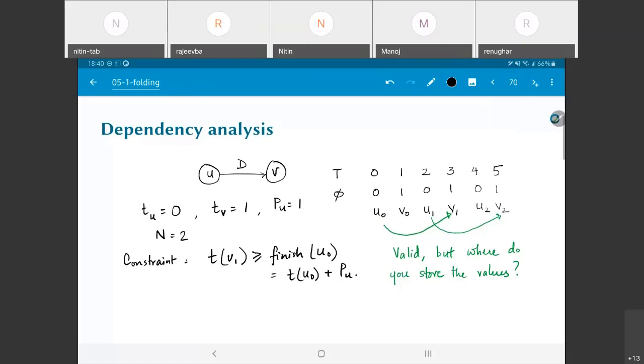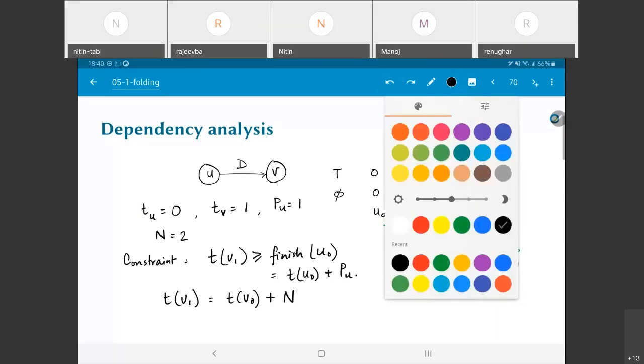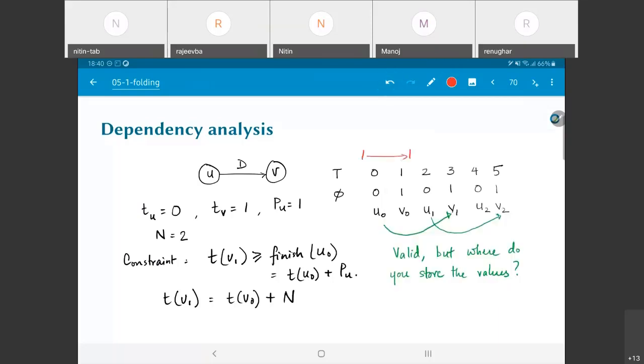Now, what is T of V1? This is equal to T of V0, the time when V0 was scheduled, plus N. Why N? Because it takes N clock cycles to finish one iteration. Basically this corresponds to N equal to 2. Each of these is one iteration.